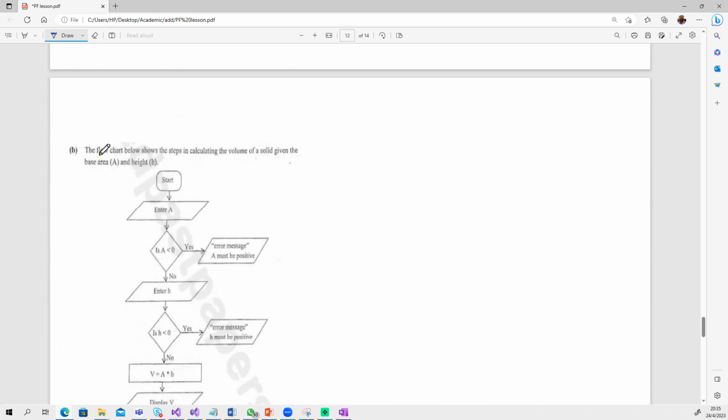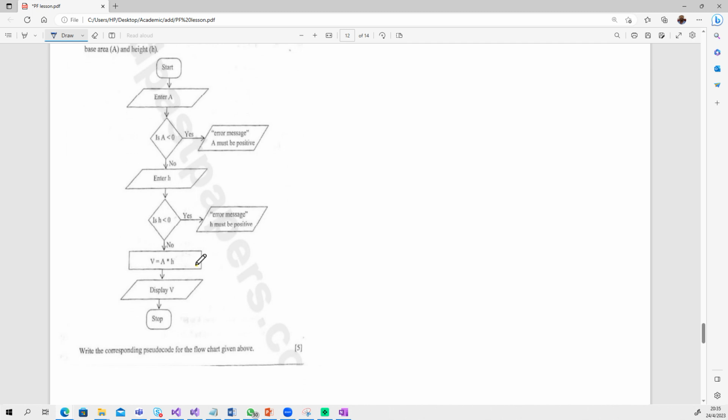Here we're given this to say the flowchart below shows the steps in calculating the volume of the solid given the area and height. Now, this first of all is a good example of a flowchart. So what does this tell us? Here we are starting. How do we tell the next step to follow after starting? We look at the arrow. The arrow says come to this. Someone has to enter the value of A. The best way to visualize this is to suppose someone enters maybe a value of 6.